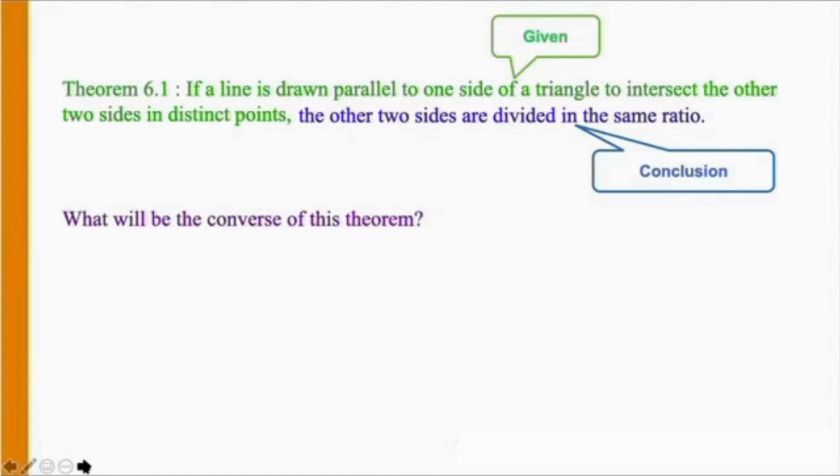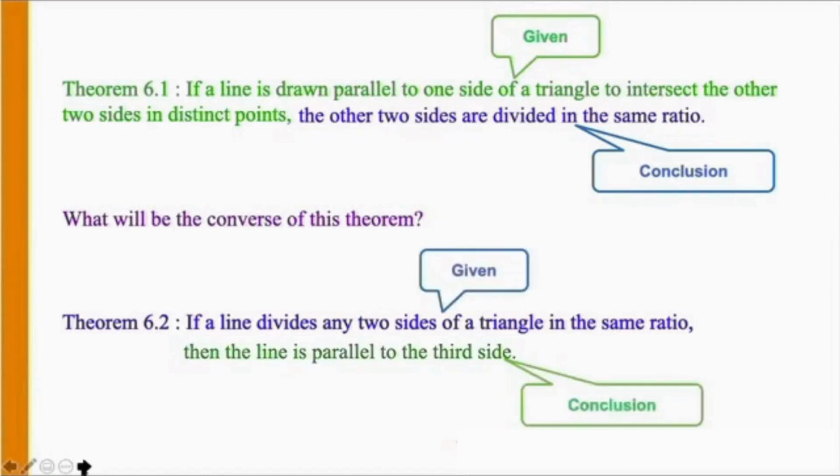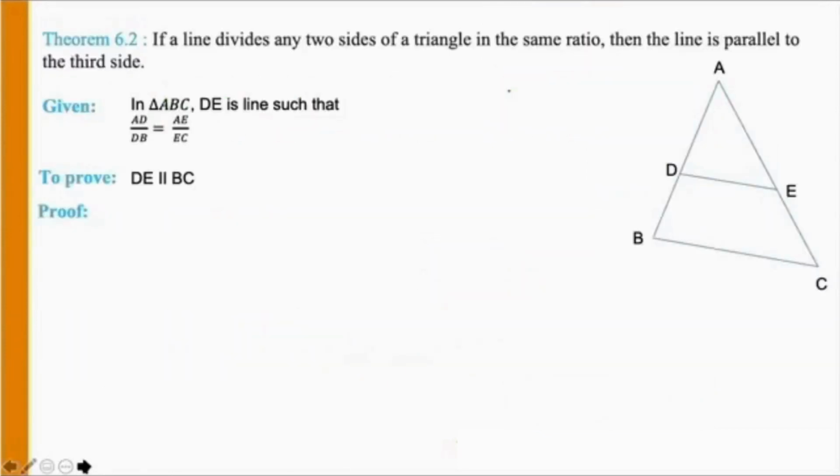Now, what could be the converse of this statement? Whenever we do a converse of any statement in mathematics, the conclusion of this statement becomes the given, and the given becomes the conclusion. And therefore, in Theorem 6.2, we have if a line divides any two sides of a triangle in the same ratio, that means this part came as given here, then the line is parallel to the third side. That becomes the conclusion. Now let us prove this.